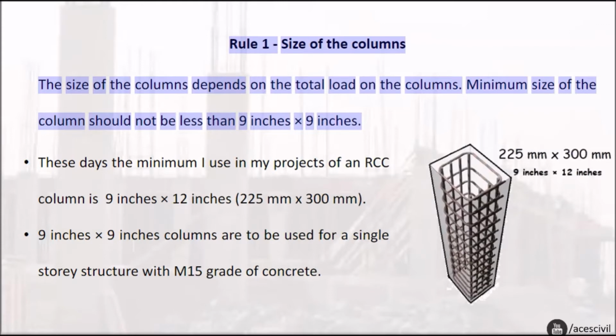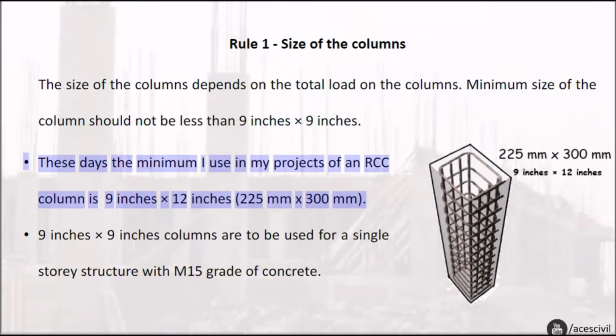Rule 1: Size of the columns. The size of the columns depends on the total load on the columns. Minimum size of the column should not be less than 9 inches times 9 inches. These days the minimum I use in my projects for an RCC column is 9 inches times 12 inches, 225 mm x 300 mm.